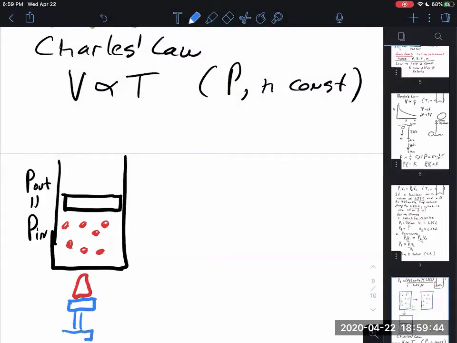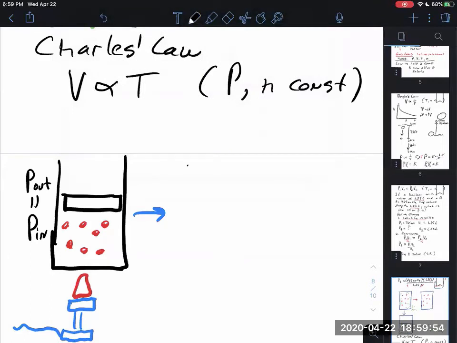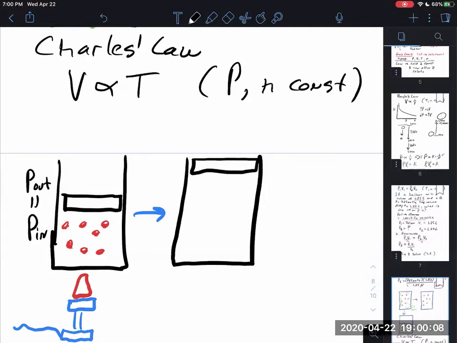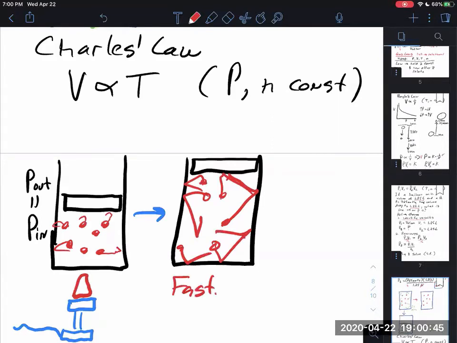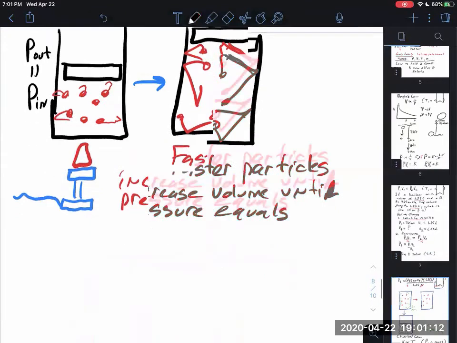So what's going to happen when I heat up the particles? Particles move faster? Yeah, the particles are going to move faster. So if the particles are moving faster, they're going to create more pressure, and they're going to move the piston out until the pressure inside is equal to the pressure outside. These particles are moving much faster. Faster particles increase volume until pressure equals. This is a direct relationship.